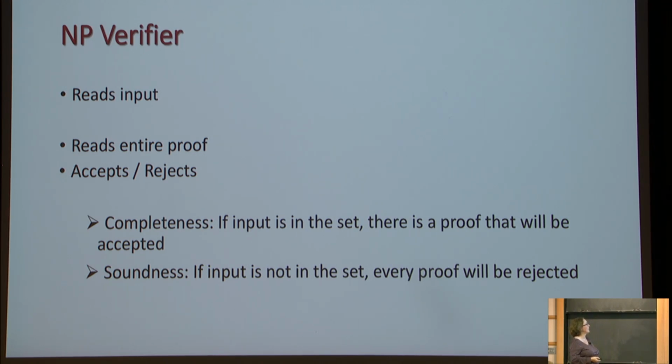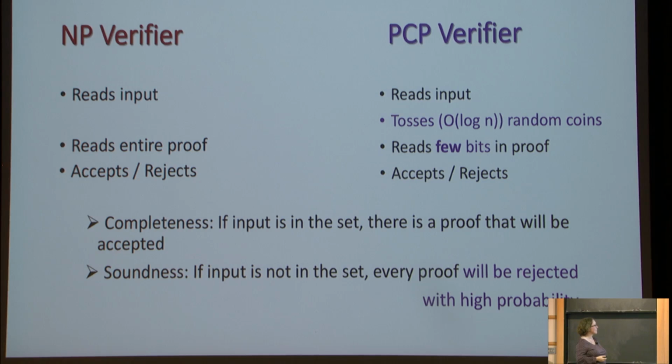Okay? What is a PCP verifier? PCP verifier is the same thing. It's an algorithm, but now this algorithm has some randomness. Okay, so it reads the input, it tosses some random coins, and then it only reads a constant number of bits in the proof and accepts or rejects. Okay, and now the promise is that if the input is in the set, there will be a proof that is accepted. And if the input is not in the set, then no matter what proof you write down, only a fraction of the calculations will lead to an acceptance.